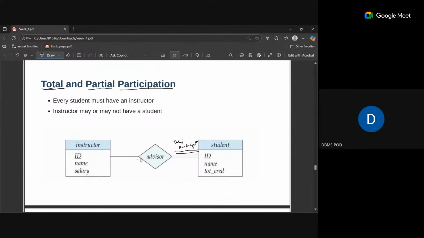And the single line means it may or may not have. What it says is every student must have an instructor. This double line means must have. And the single line, generally, it's again a many to many relationship only. You can see there are no arrow marks. But an instructor may or may not have a student. That is what it's implying.